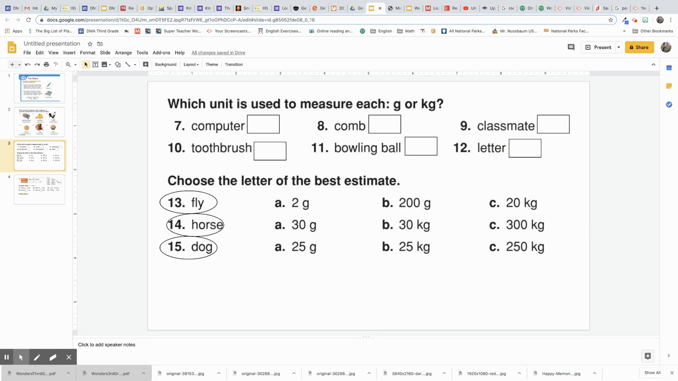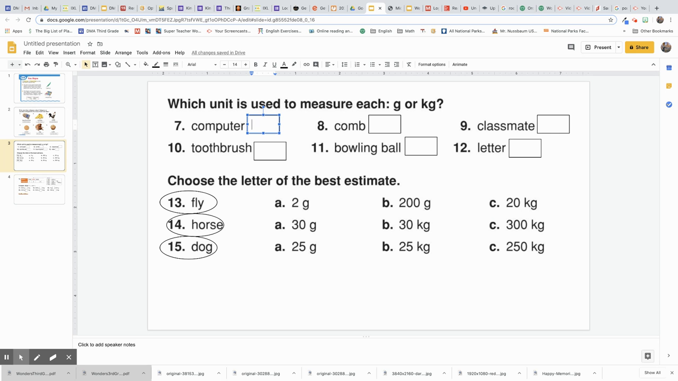Okay, so which unit? We're going to look at grams and kilograms right now to figure out which unit we would use to measure these objects. Now remember, grams are used to measure lighter objects, whereas kilograms are used to measure heavier objects. So think about your computer. Now, I don't mean your phone or your iPad. Think about a computer.